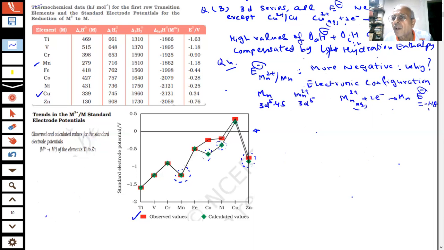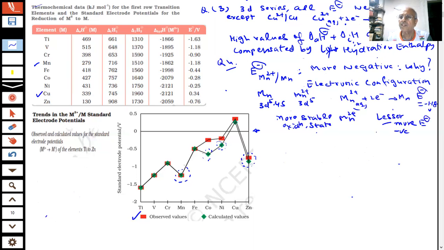Volts. Now this is a negative. A negative means this state is more stable. In other words, the lesser the value, the more stable is the oxidation state. Yes or no? Yes, sir. More stable oxidation state means lesser, more negative E naught. That's what you are saying?